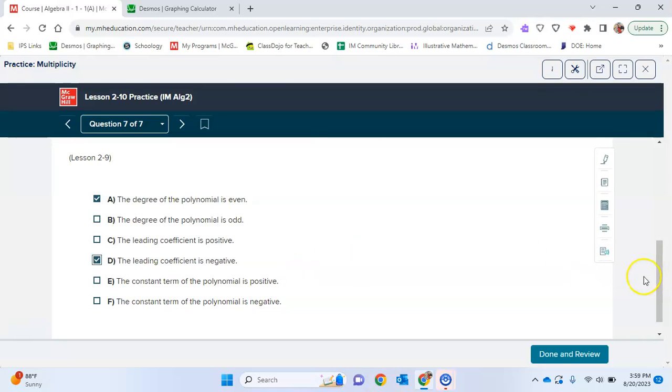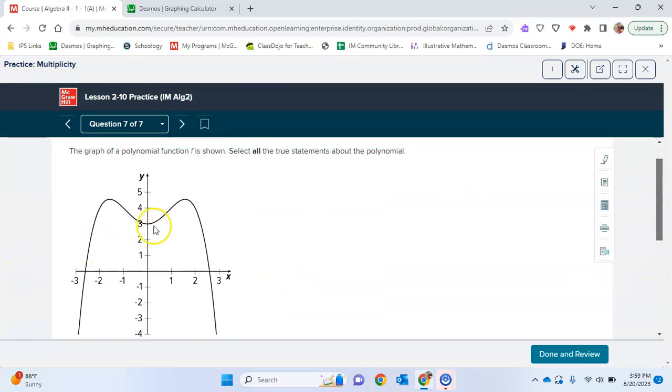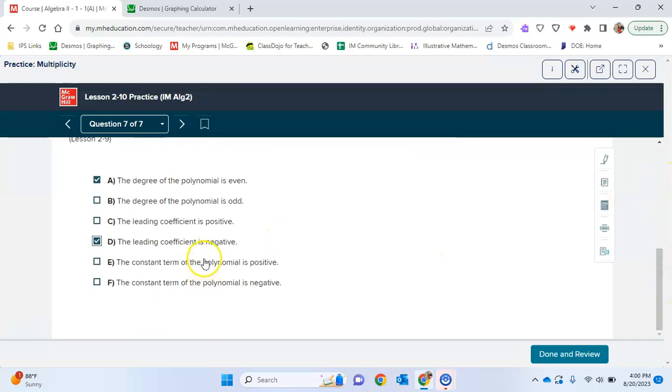And finally, the constant term is 3. You see it touches the y-axis at 3. So the constant term is positive.